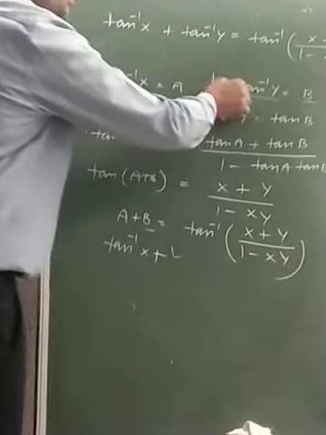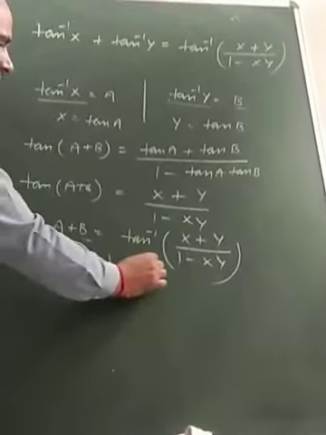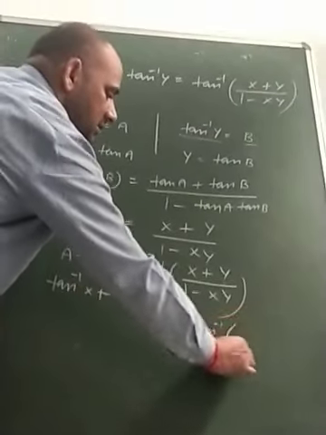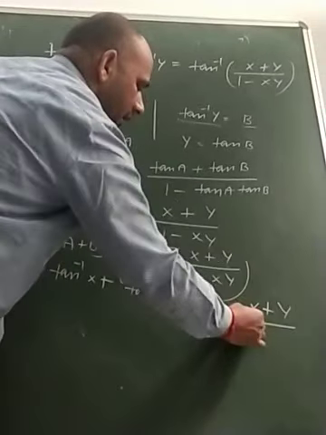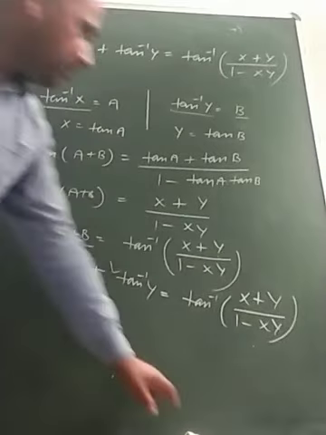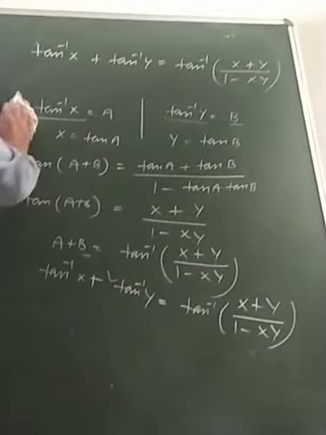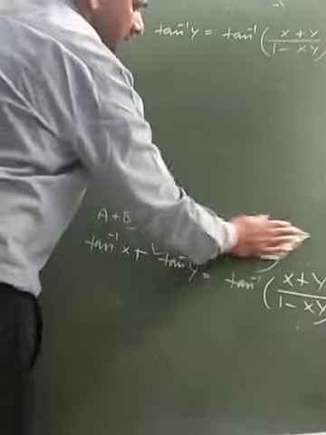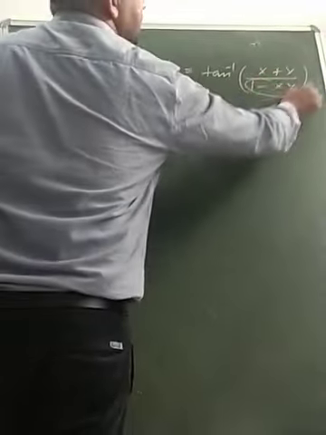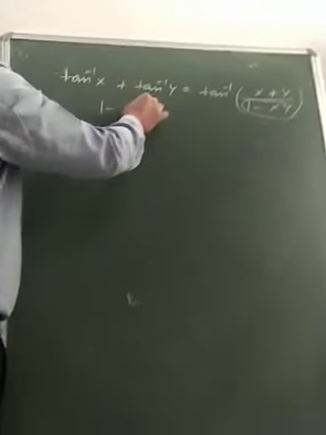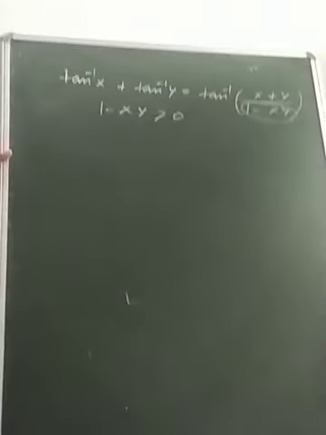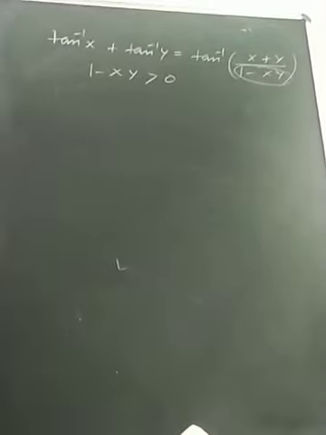Here tan inverse y. Now we have a property: tan inverse x plus tan inverse y is tan inverse of x plus y upon 1 minus xy. On the basis of this property, we make some rule also. Here 1 minus xy is greater than 0.